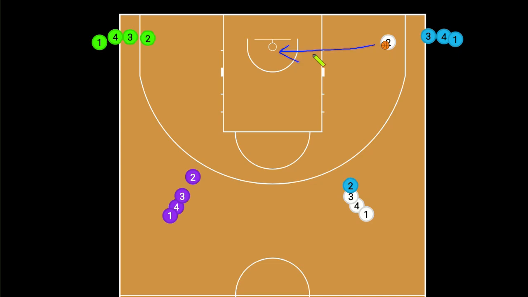Now, if you want to start incorporating more into this, if you have an advanced team and they're starting to understand these concepts a little bit, you can even add another pass right here and maybe have number 2 shoot a wide open jump shot in the green line, once we get another paint touch right here.